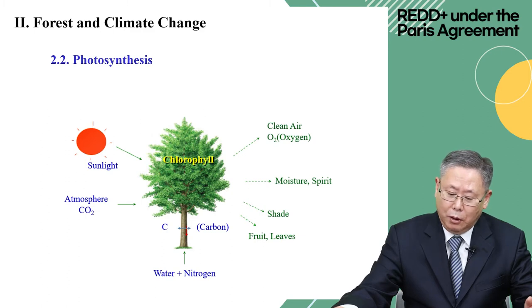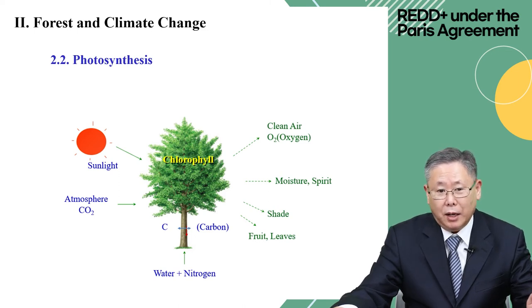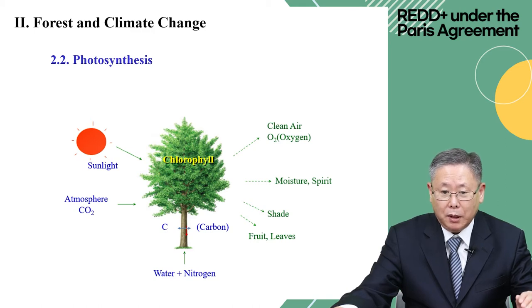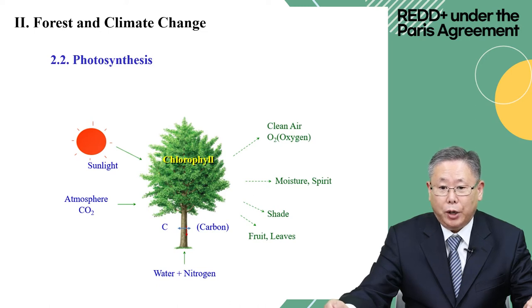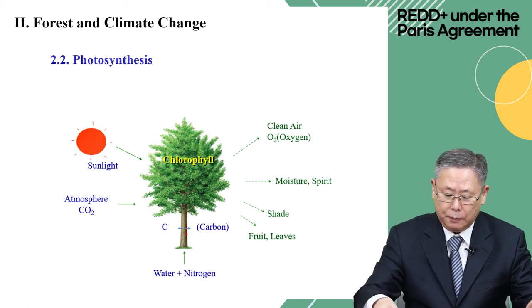How did this happen? What we call photosynthesis. I believe you learned this concept in high school. Plants, including forest trees and grass, are absorbing and storing CO2, and with the sunlight and water and nitrogen from the ground, they do the photosynthesis process, and trees and forests produce O2, clean air, oxygen, and some moisture, and they provide shade and fruit and leaves. This is all for human beings.